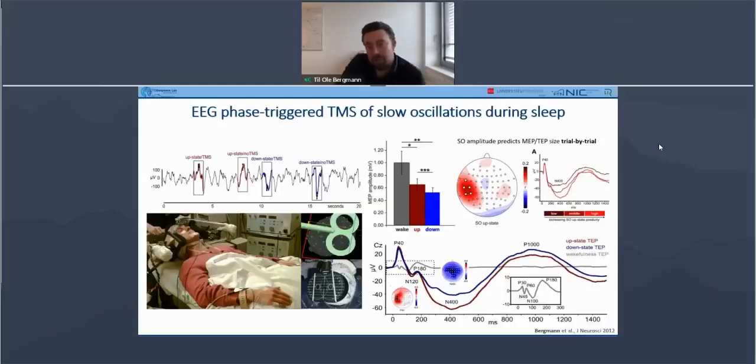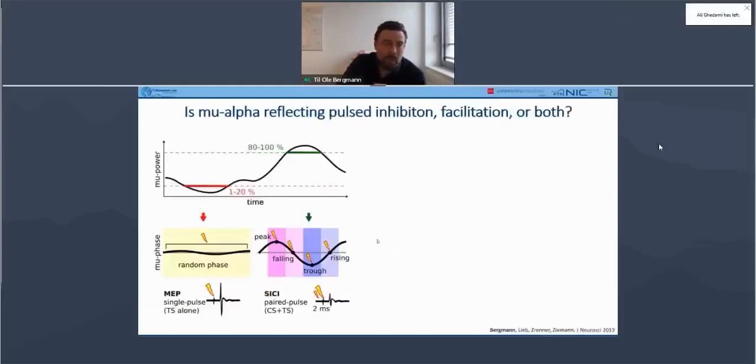Another example now from the waking brain is the sensory-motor mu alpha rhythm.